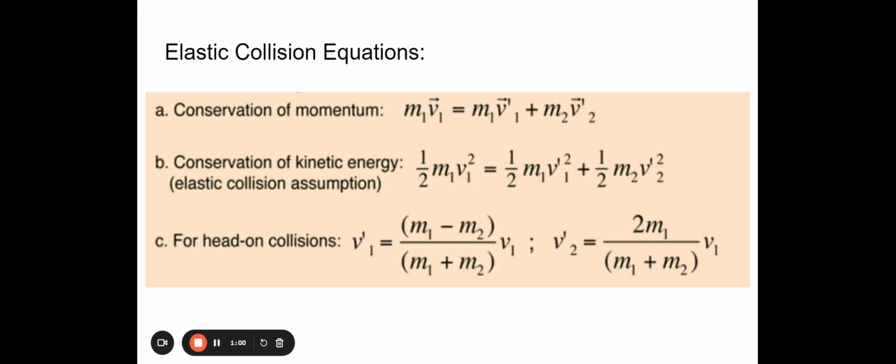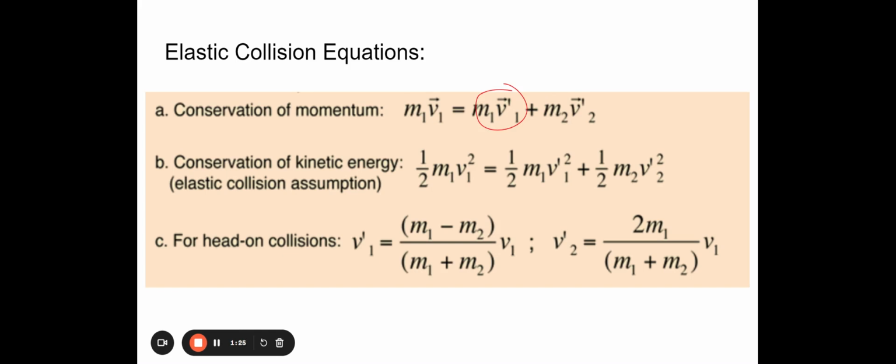Here are the equations for an elastic collision. The first one is the conservation of momentum, the second one is the conservation of kinetic energy, and the third one is for head-on collisions. In all of these equation examples, initial velocity is represented by v and a little tick mark. For our class, we would use v with the O instead.